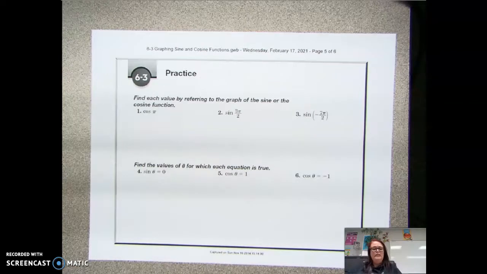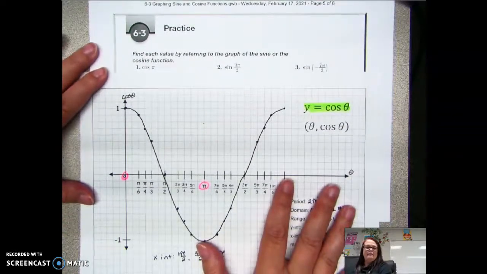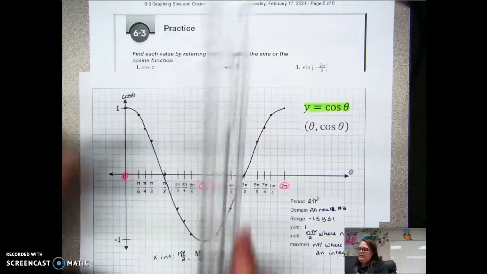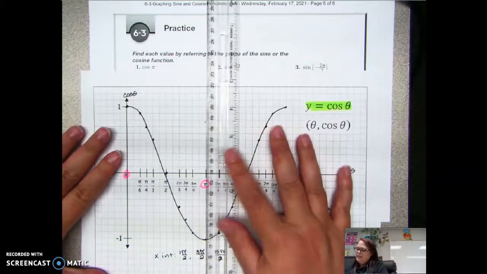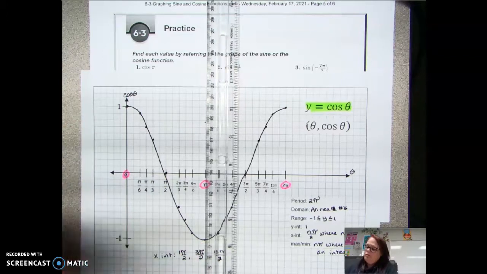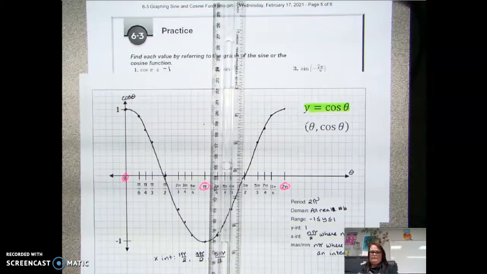So the question says, what is the cosine of pi? What that means is we need to pull out our cosine graph and figure out where the function is located when theta is equal to pi. When theta is equal to pi, we are down here at -1, and so I can use my graph to say cosine of pi is -1.